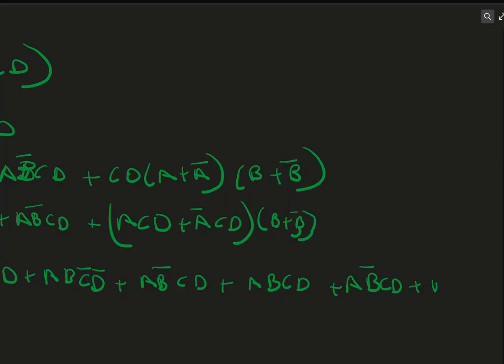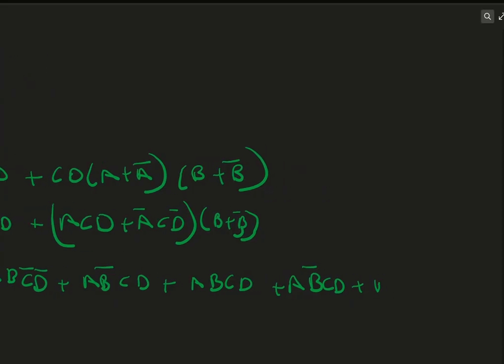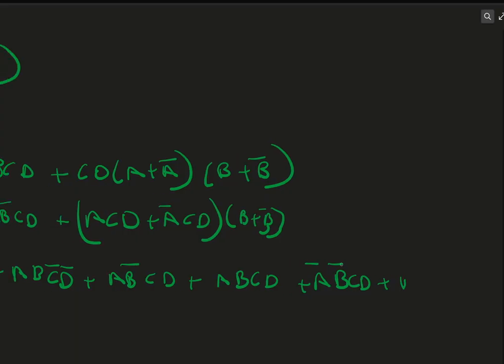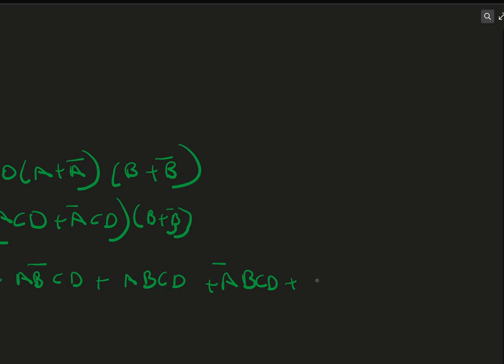Okay, yeah, sorry, we made a mistake. No, we didn't make a mistake, we forgot to write the bar here. Sorry. So A B C D, and then A B prime C D plus A prime B prime C D.